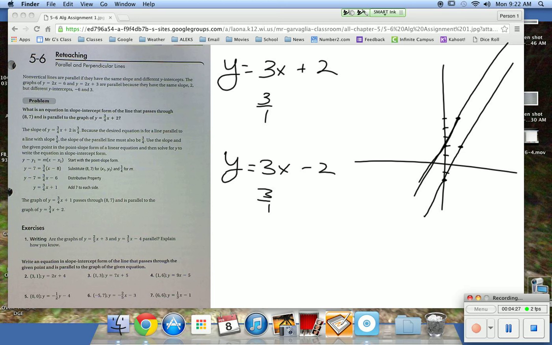All right? So if I want to make a parallel line, what do I need to have? Jade, what do I need to have to make a parallel line? The same slope. All right? In order to make a parallel line, I need to have the same slope.